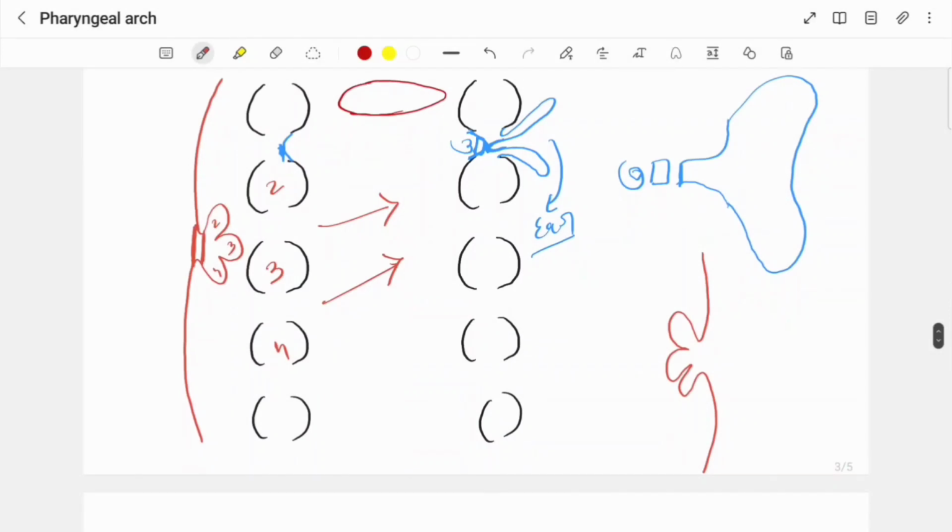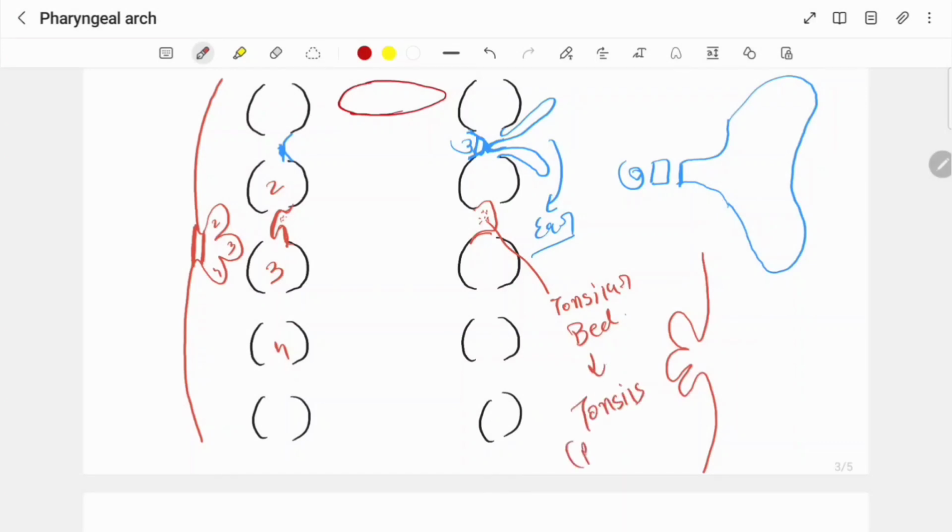Now, let's move to the second pharyngeal pouch. It will invaginate like this. Okay, it will invaginate like this. In this invagination, some tissues are present and it is called the tonsillar bed. Why is it called the tonsillar bed? Because with development it will give rise to tonsils. Which tonsils? Palatine tonsils.